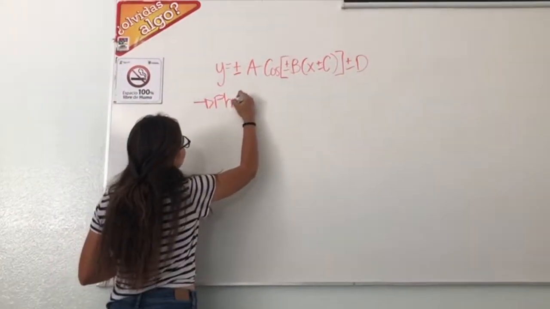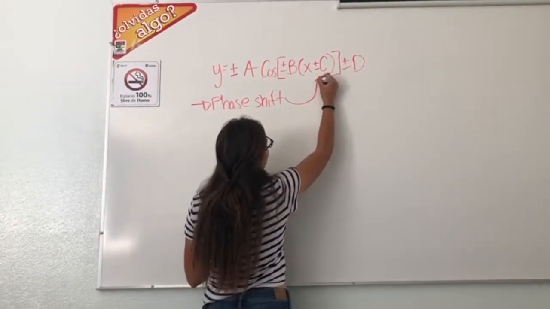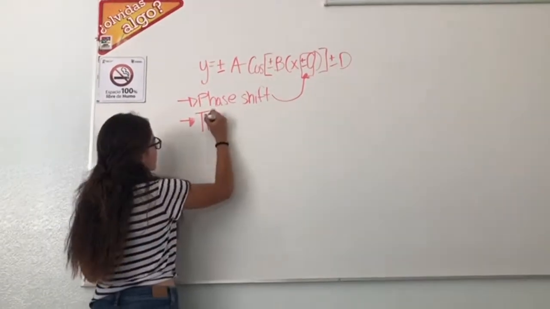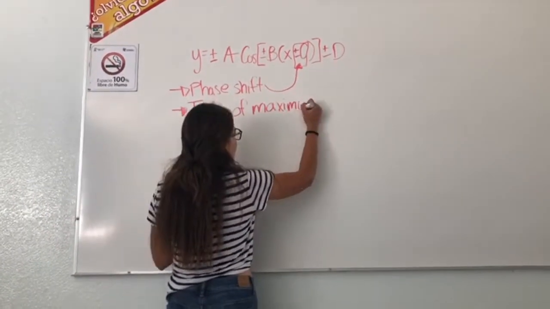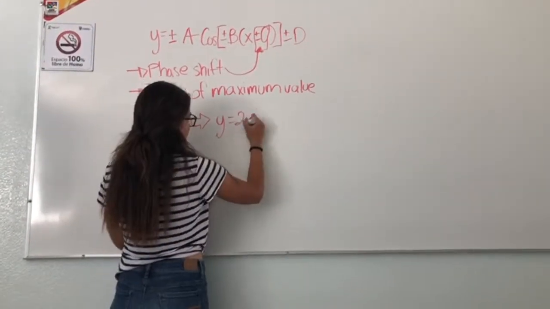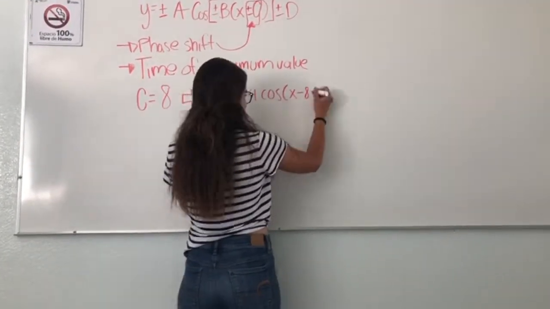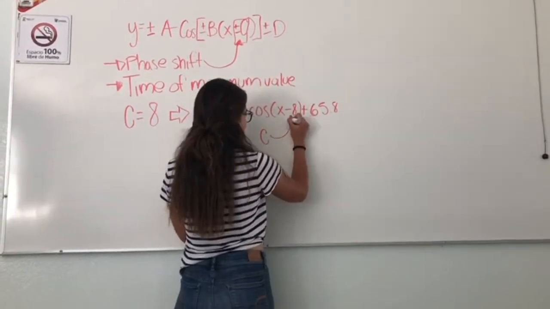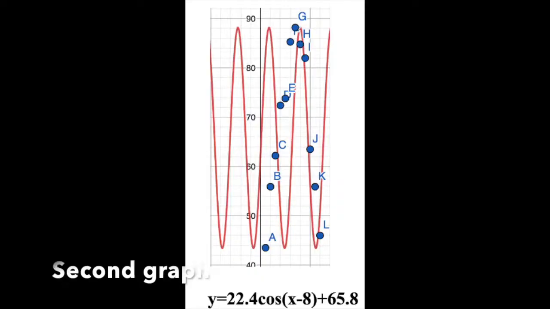To find the phase shift, we do the next procedure, where c equals the time of the maximum value, meaning that in this case, our c has a value of 8, and our function ends up being y equals 22.4 cosine of x minus 8 plus 65.8.